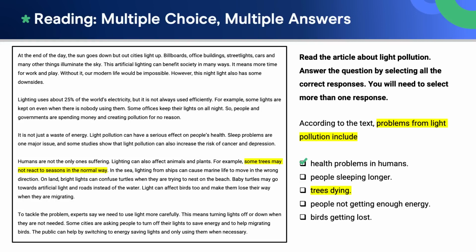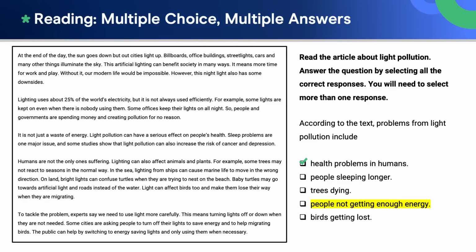So it's saying trees are not reacting normally, but that doesn't mean that the trees are dying, right? This option can also be eliminated. So we found one correct option and two incorrect ones. That must mean that at least one of the remaining two options is correct.